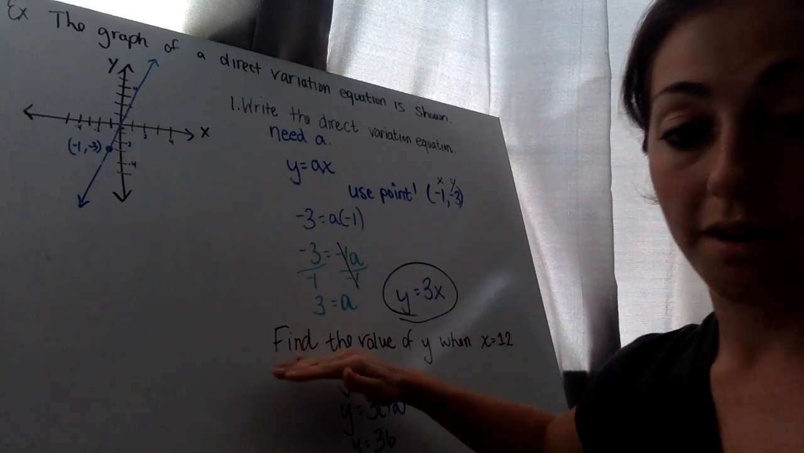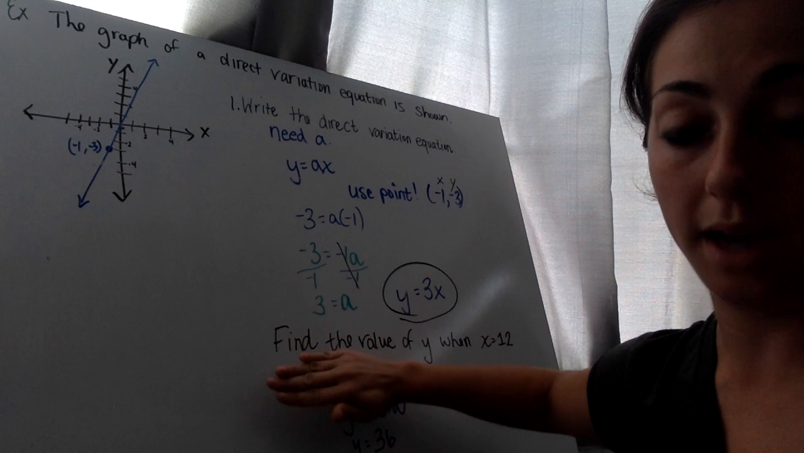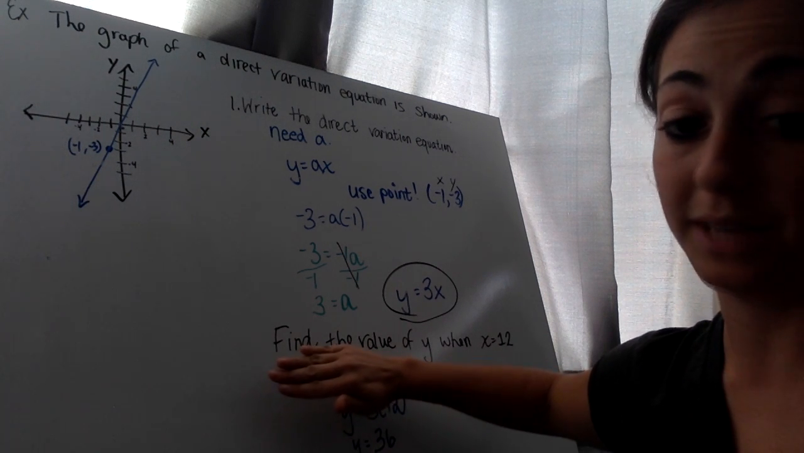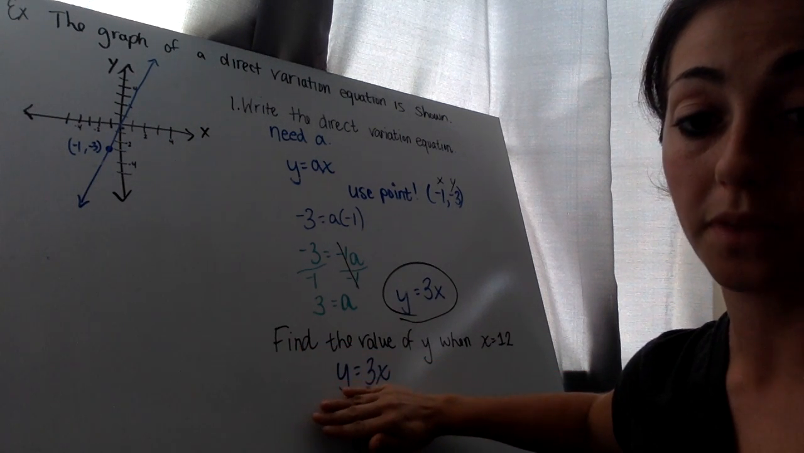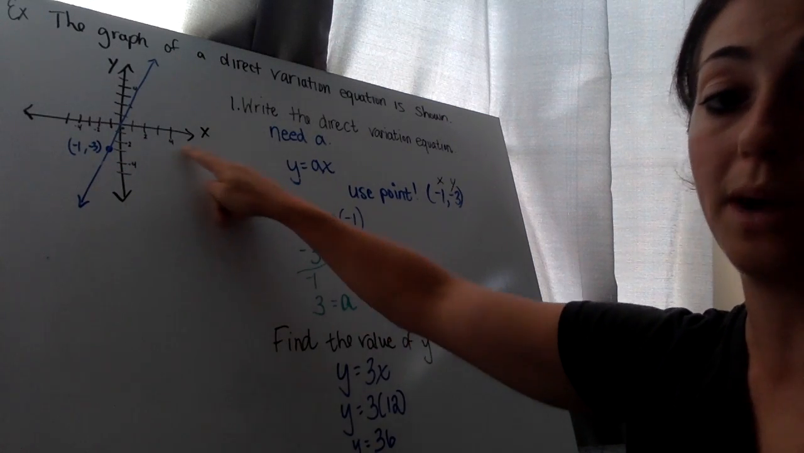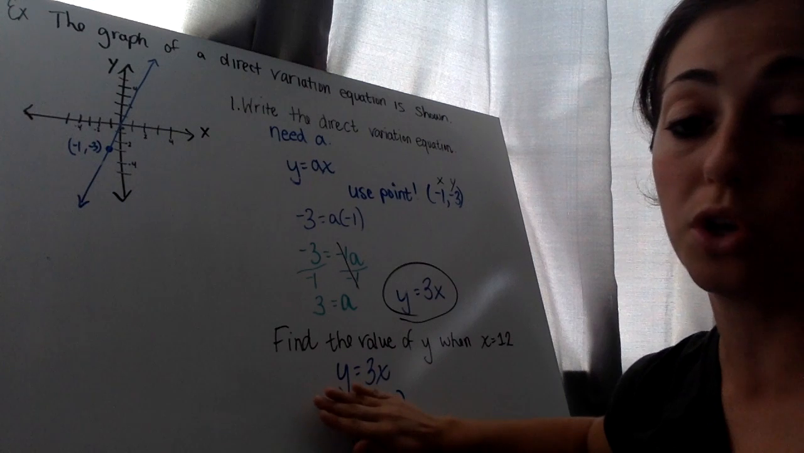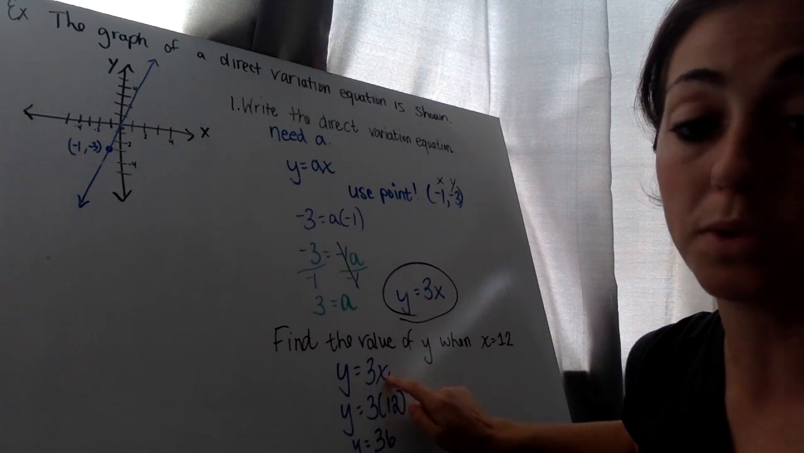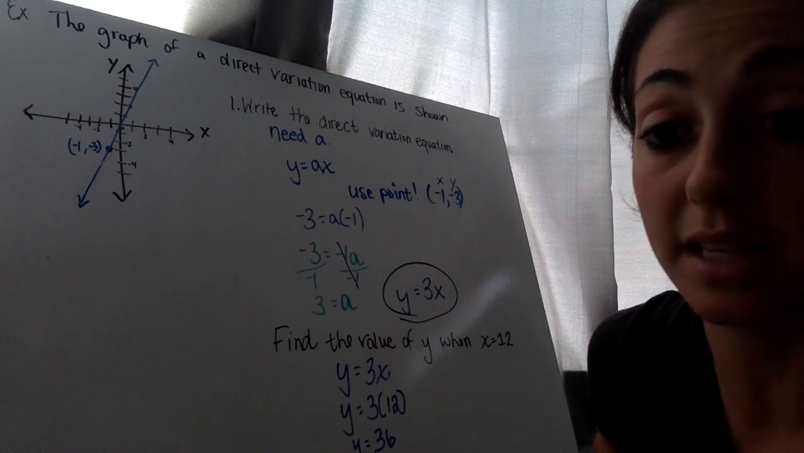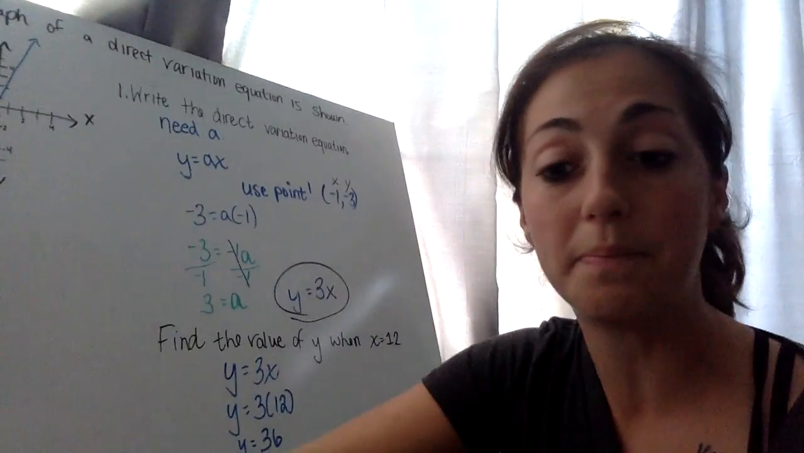Part 2, find the value of y when x equals 12. Well, that one's easy. I already know the equation. I could look at the graph, but I don't go out to 12 on the x, and I don't want to do all that. Instead, just use your equation that you just set up. x equals 12. 3 times 12 is 36. Woohoo! And that's it. Yay!